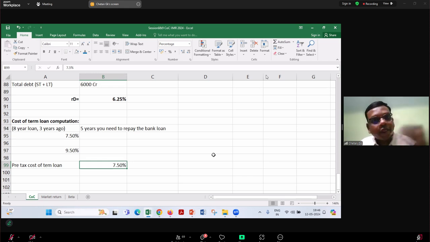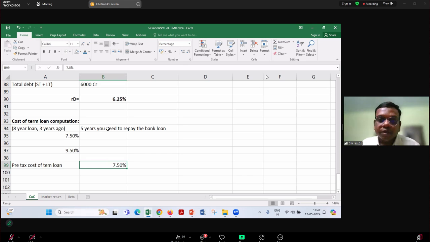Okay, in that case, you take the higher of the both. 6.5 versus 7.5, which is higher? 7.5, I'll take that because I want to be more conservative in my approach. That way also it can be done. I hope I answered your question, Dinesh sir.